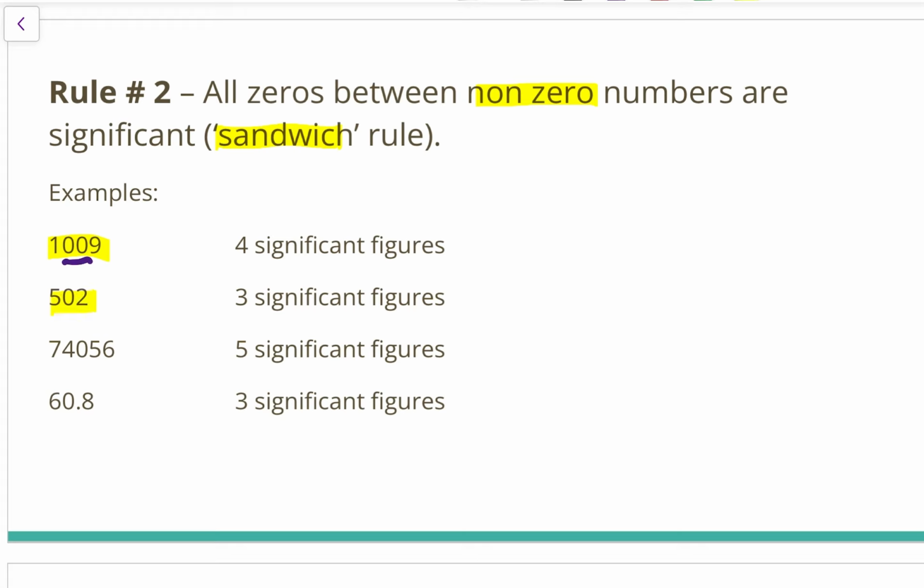502, that middle zero counts, so 3 significant figures. This number, 74,056, the zero counts, so we've got 5 significant figures. Even if there's a decimal place, 60.8, that zero counts as well, so that's 3 significant figures. So zeros in the middle count. They just happen to be zero, so they count as a significant figure.